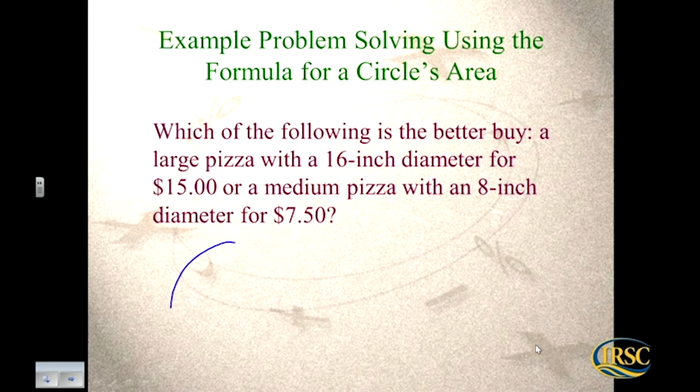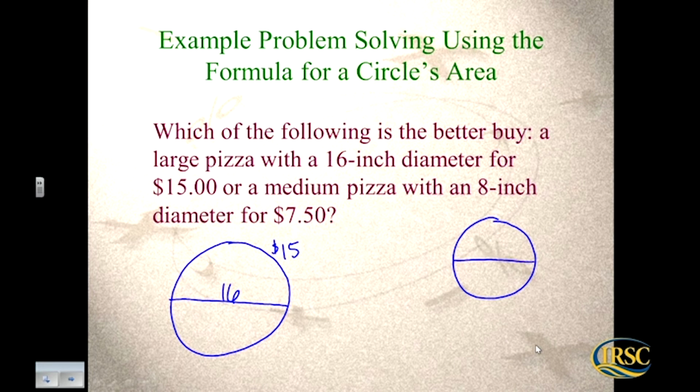So we have a 16-inch pizza. That's the diameter. And sometimes when you're in a pizza place, it actually shows you the pan and it measures out the diameter for you. And this one is $15. And then you have an 8-inch pizza for $7.50. All right, so it's half the diameter of the other one, so half the price. We can see if that's comparable.